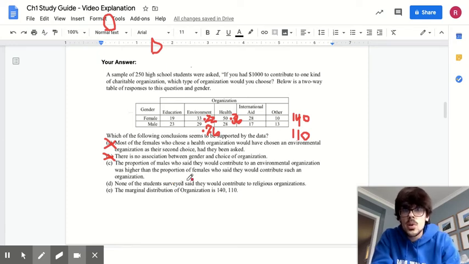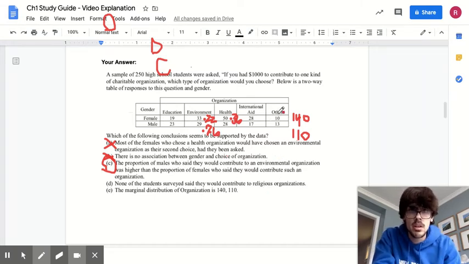C, the proportion of males who said they would contribute to an environmental organization was higher than the proportion of females, 26 versus 22. That is the correct answer out of our choices right there. You needed to make them percentages to do that. So the third problem is C. D is incorrect. That could be under other for religious organizations.